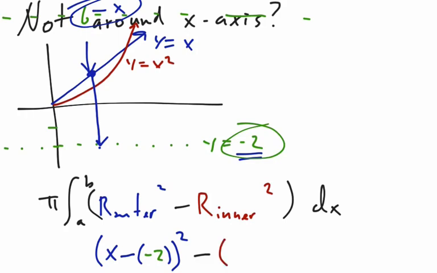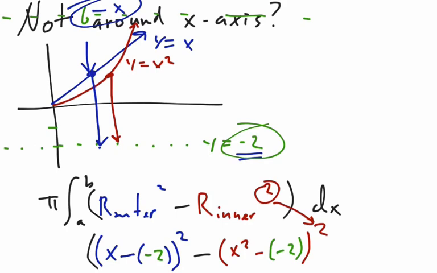The inner radius will be x squared minus the -2, like this. Close that, -2. And then squared again, the squared still needs to stay there. And then you can put big parentheses around it, dx, and then your integral still goes from 0 to 1 times pi.